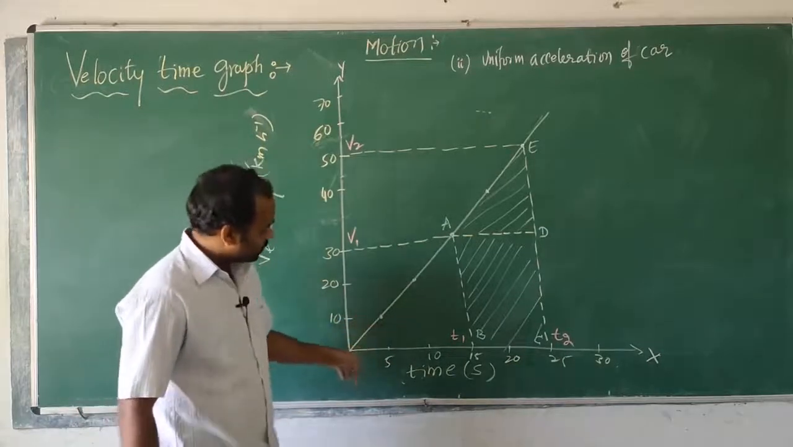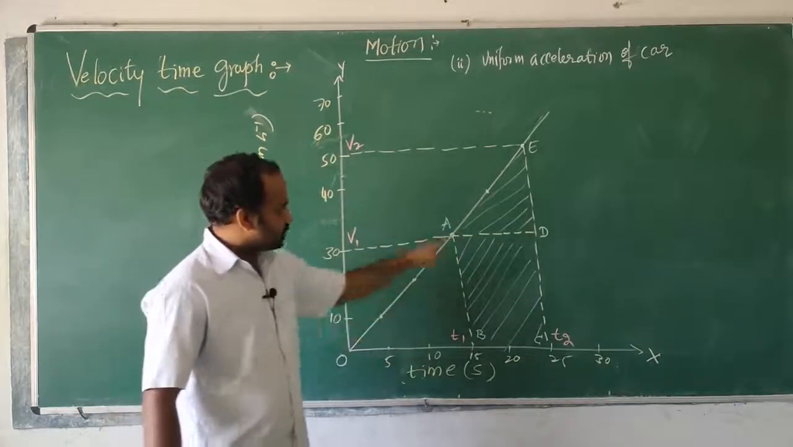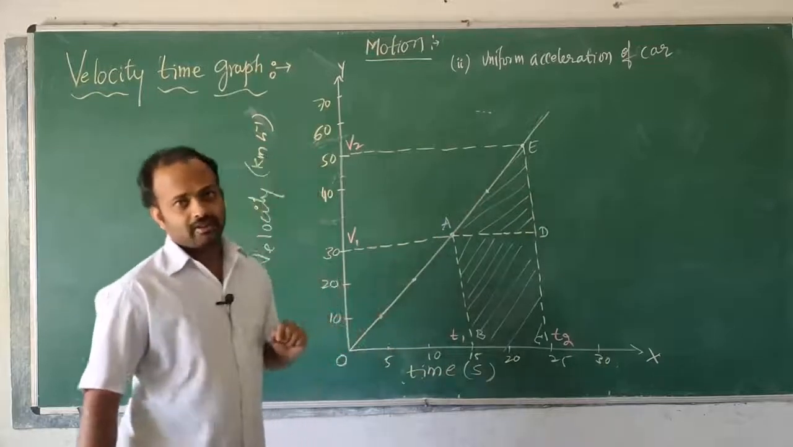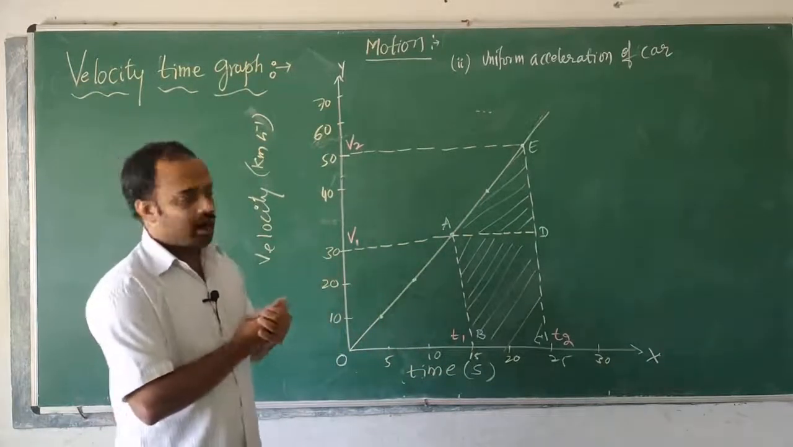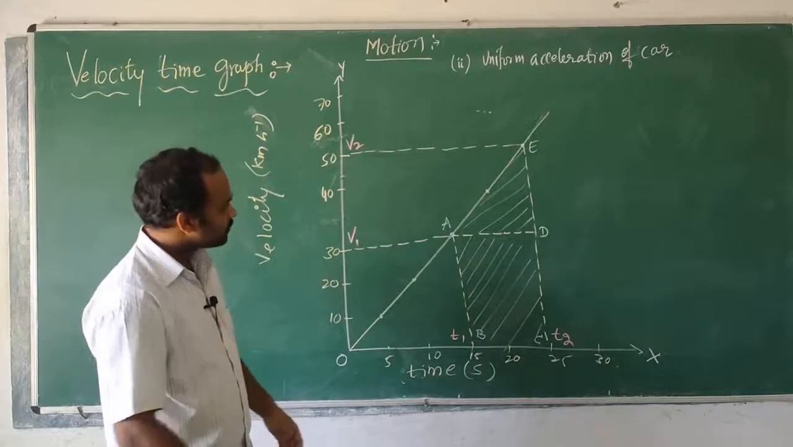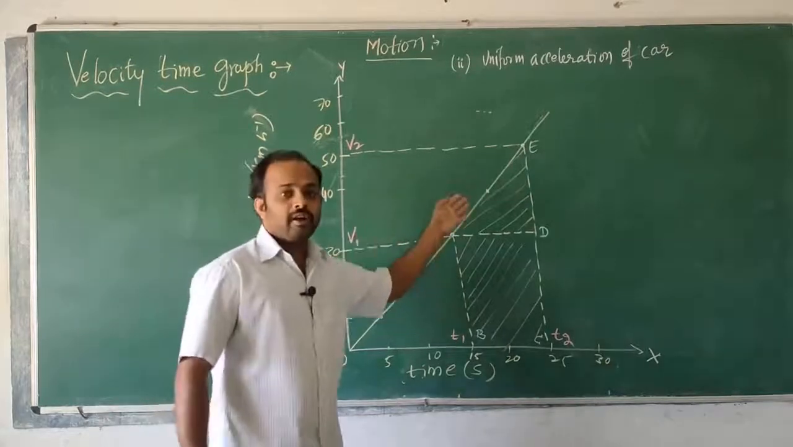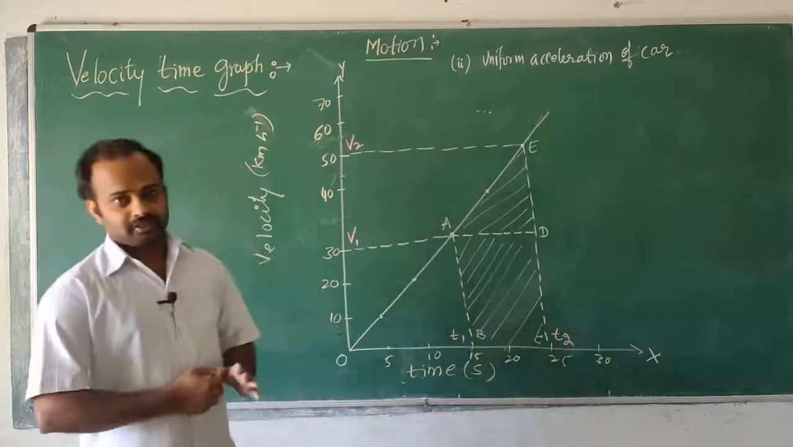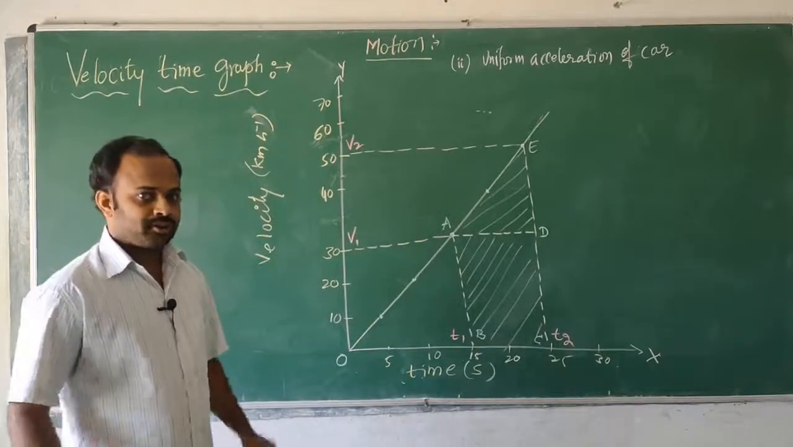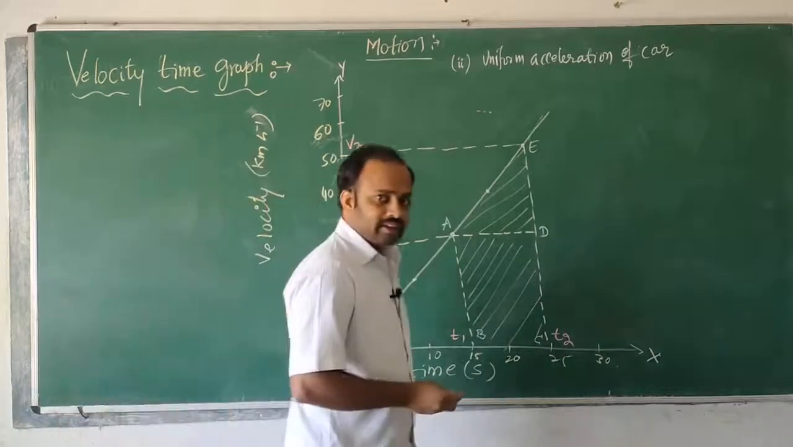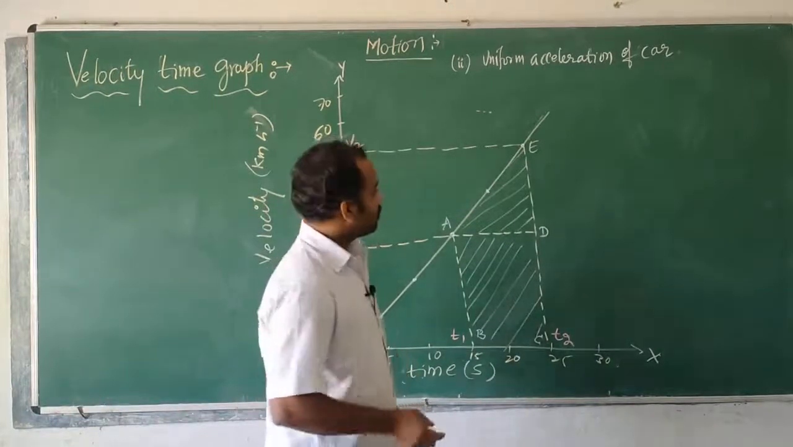Okay, now here for uniform acceleration you are seeing a straight line. Then from this graph, how do we find the distance traveled and acceleration of the object? That we will see. Okay, here we have two areas.